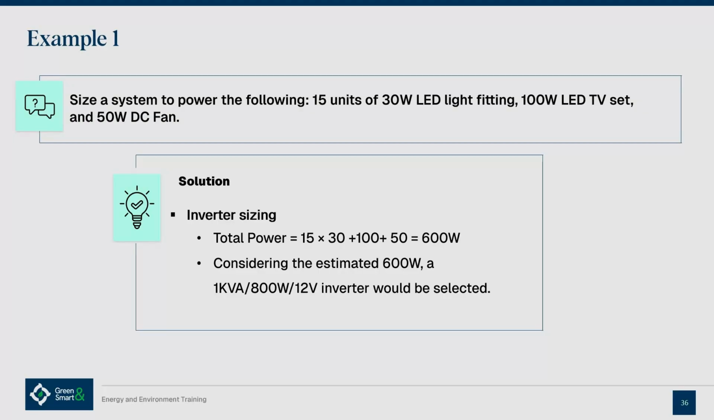That's 15 times 30, which is equal to 450 watts for the lights, plus 100 watts for the TV, plus 50 watts for the fan, which gives us 600 watts total. To run this, we'd select a 1 kVA, 800-watt inverter because appliances may have startup surges, and it is important to choose an inverter with continuous capacity comfortably above the 600 watts.